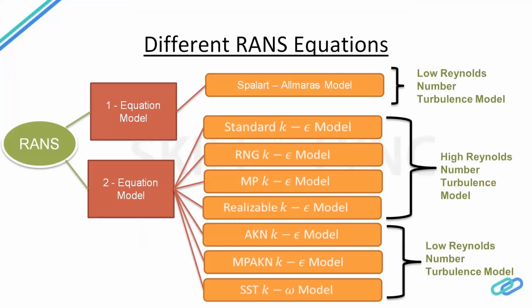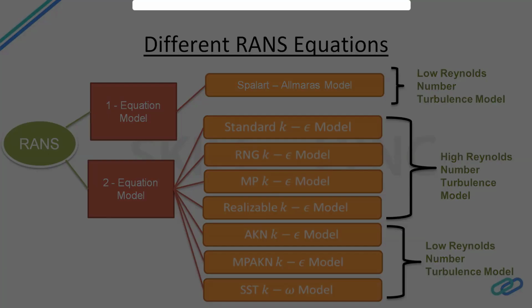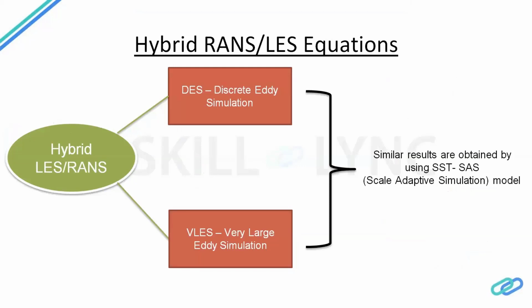So the RANS method includes the one equation model and the two equation model. In the one equation model, Spalart-Allmaras is very common and a very famous equation. Then going further, we have the K-epsilon model and the SST K-omega model, which are very advanced and very useful in solving complex problems. In hybrid, we have detached eddy simulation and very large eddy simulation methods. As we go further, there are a few other methods that have been developed nowadays, which have been incubated in this software. So each equation has its own advantages compared to another.